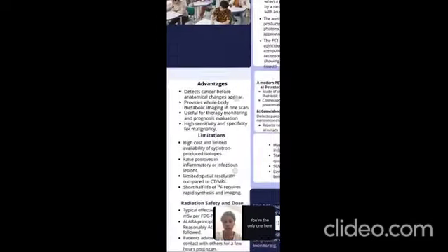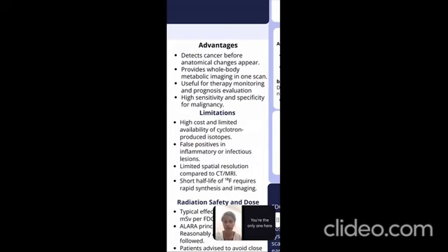Now, let's see the advantages of PET. PET detects cancer before anatomical changes appear. It provides whole body metabolic imaging in one scan. It is useful for therapy monitoring and prognosis evaluation. Next, it has high sensitivity and specificity for malignancy.